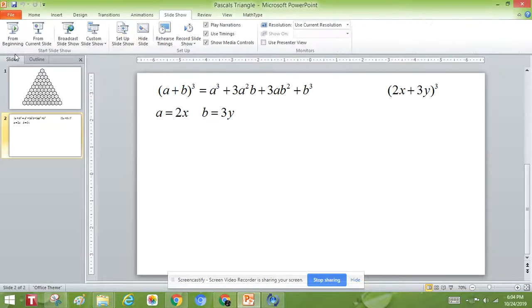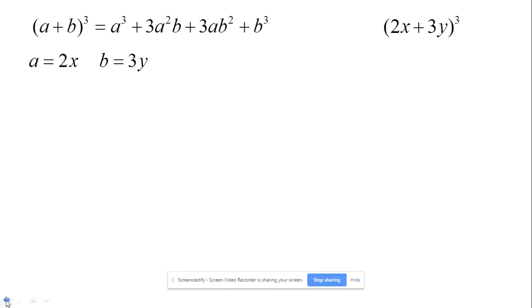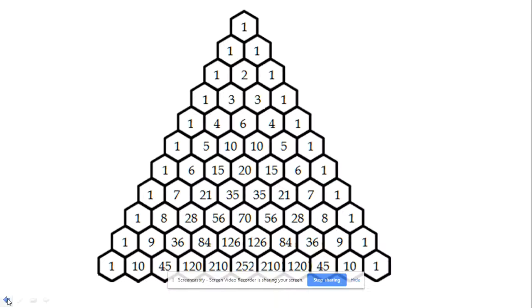All right, so we're going to talk about Pascal's triangle a little bit. And here's what Pascal's triangle looks like. And I would never have you just create this completely from scratch, but if some of these little honeycombs here were blank, you could easily fill them in.